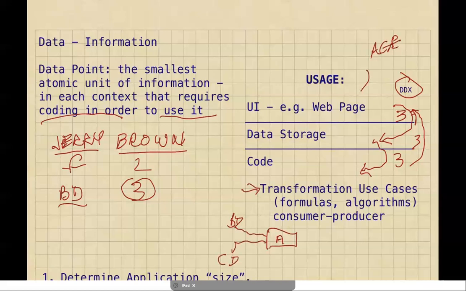Okay, so there's a consumer producer pattern here in these transformational use cases, and we say how many data points do we need to consume in order to run the formula or the algorithm, and then how many does it produce. So if it had the birth date and the current date, obviously it could calculate the age, which introduces another data point. Okay, so it would require 2 in, 1 out. This would be 3 data points here for counting in terms of usage.